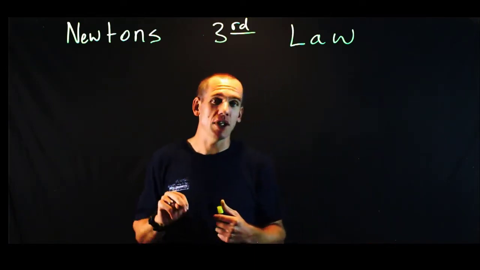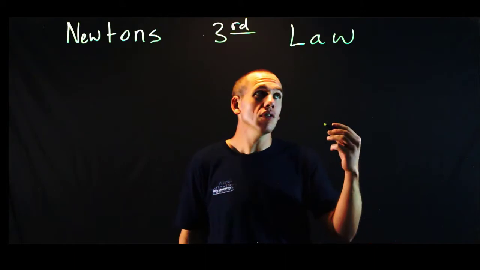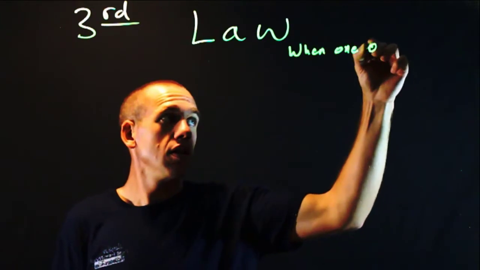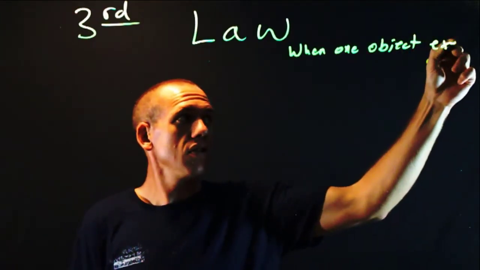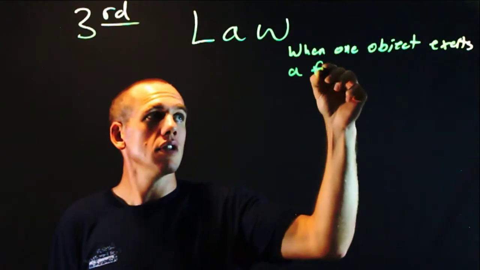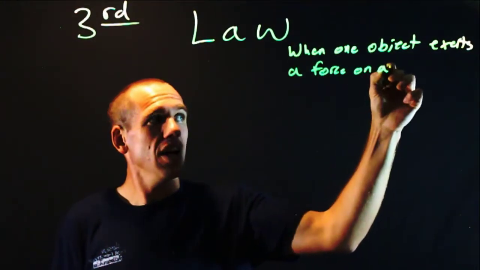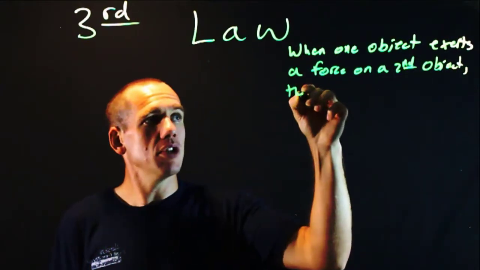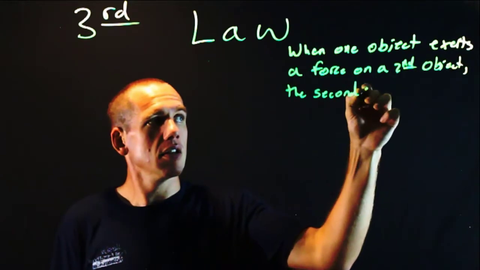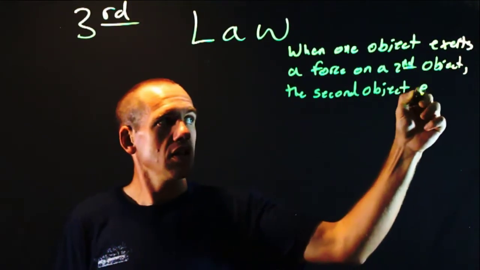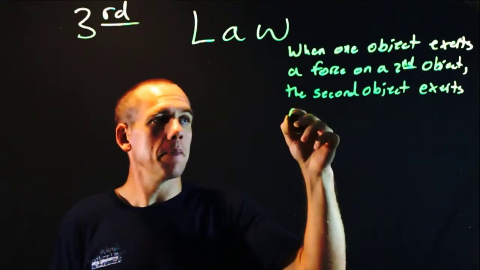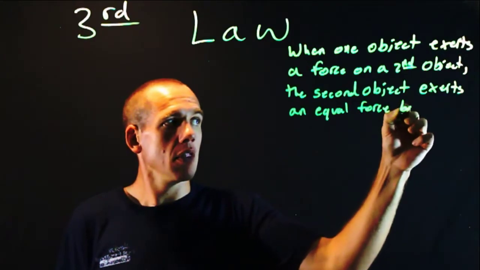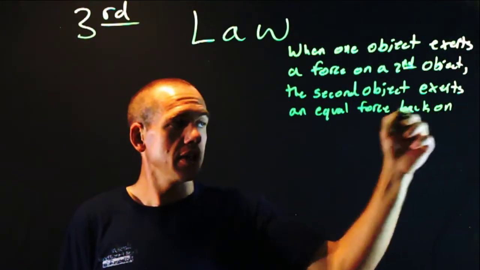Newton's third law deals with two objects, and it's important that you recognize that. Newton's third law simply states that when one object exerts a force on a second object, the second object exerts an equal force back on the first object.